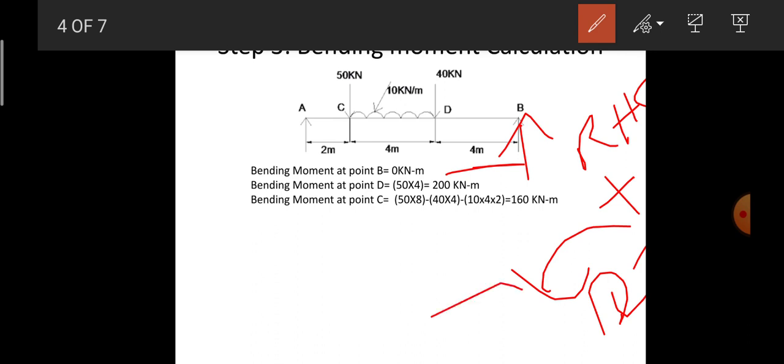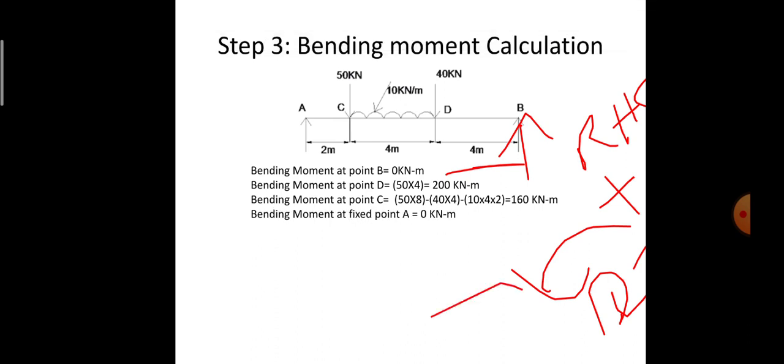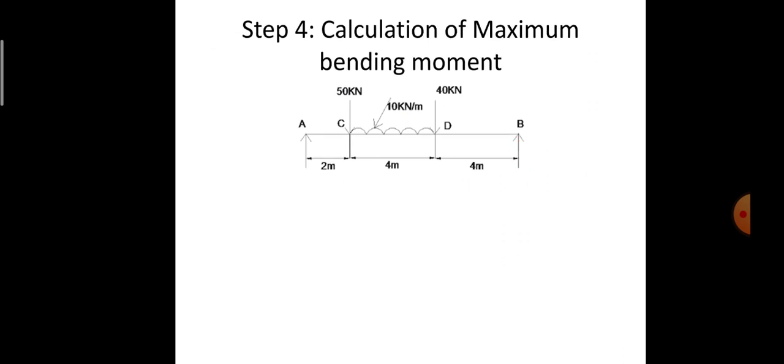So the next is the bending moment at point A. So after solving all this, we'll get the value, the bending moment at point A is equal to 0. So the next is calculation of bending moment, maximum bending moment diagram. So here we are supposed to calculate the maximum bending moment.